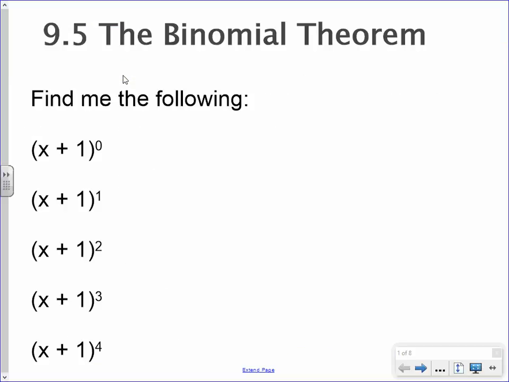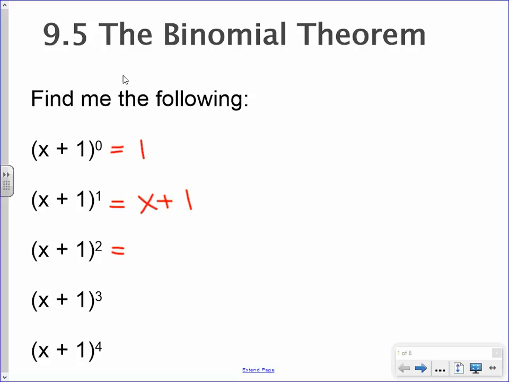All right. Feels nice to multiply binomials, doesn't it? All right, Henry, x plus 1 to the 0. That was a nice one, wasn't it? Connor, x plus 1 to the first. Okay. x plus 1 the quantity squared.